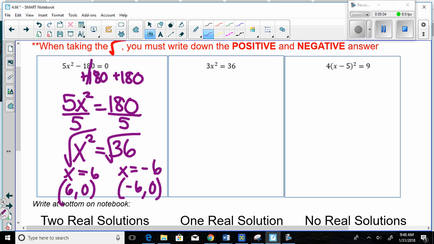Yeah. Why did you write down both the negative and positive? Because when I take the square root of a number, it's both the positive and negative. Because if I plug in -6 right here, what's -6 times -6? Positive 36. And that's why I have to write both down. Does that make sense? Okay, next one's even easier.